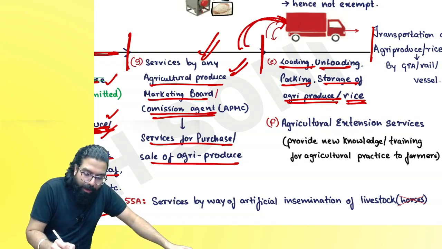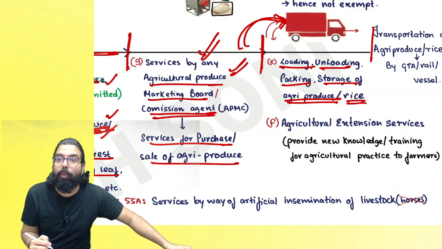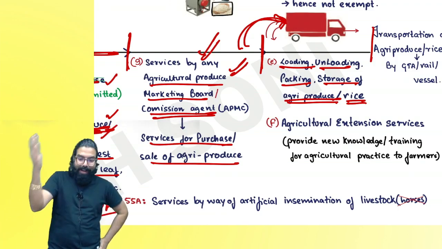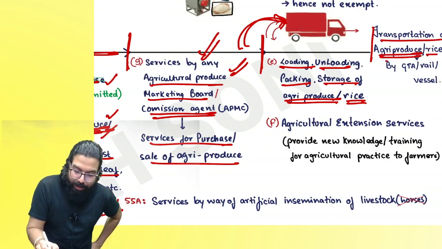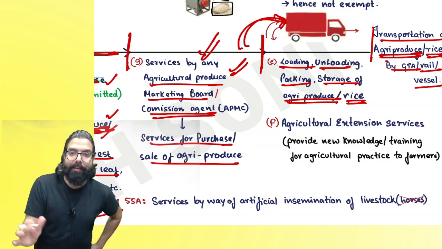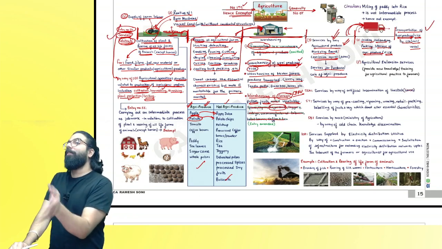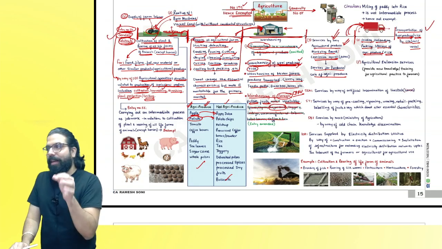Now, sir, okay, loading, unloading done. After that, what will happen? Transportation. Transportation, we just learned. Sir, transportation of agricultural produce, rice, by GTA or rail or vessel is also exempt. So, it means from growing to transporting, all services relating to agriculture, most of the services have been exempted.